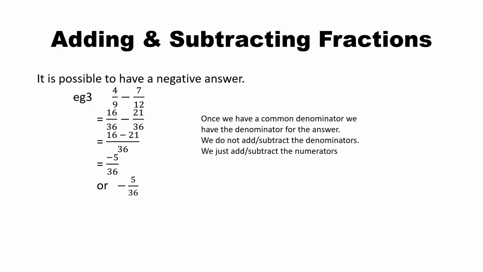Again, check that you can simplify. 5 could only be divided by 1 and 5, and 36 can't be divided by 5, so that is simplified, or done.